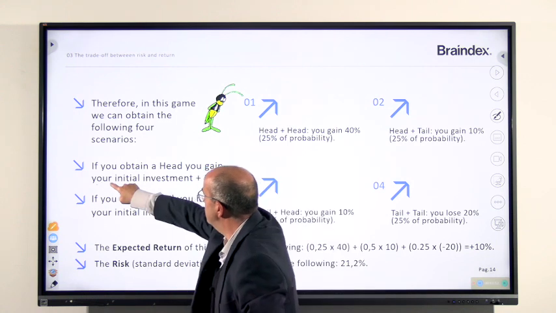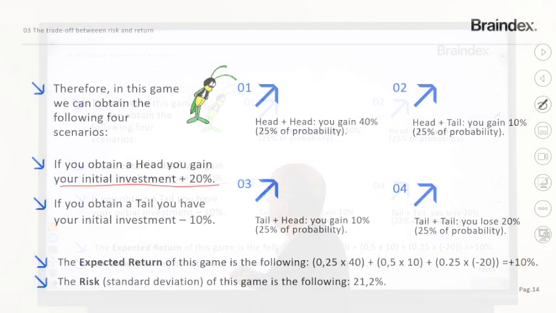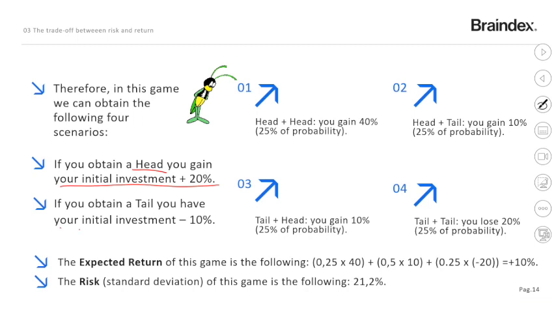Remember, if head, you obtain your initial investment plus 20%. If tail, you obtain your initial investment minus 10%. In the first scenario, head plus head, 2 heads in your coins, you gain 20 plus 20, so you obtain 40%. And this is only one possibility of 4, so 25% of probability. This is just one possible scenario.